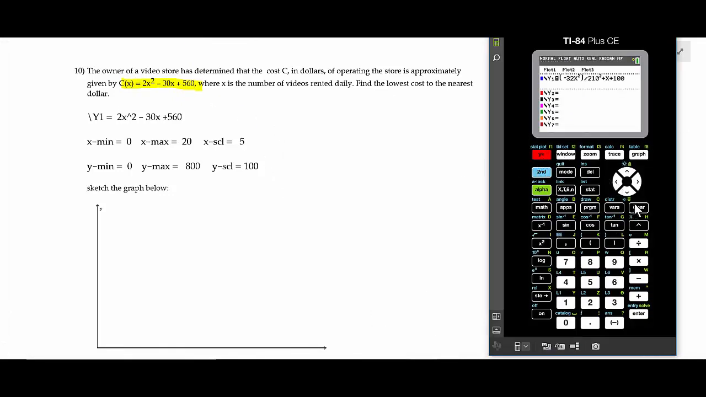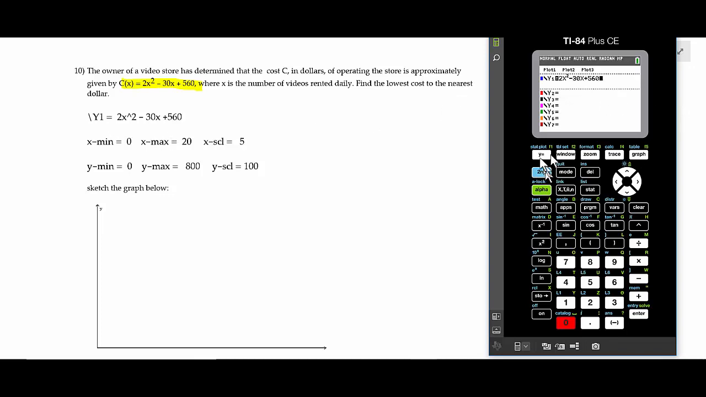So we're going to wipe out what we have here, and this is a cost function. Let's put in 2x squared, then minus 30x, and then plus 560. Okay, now that's a quadratic. Is that opening up or down this time? This time it's opening up, and you're going to find the lowest cost to the nearest dollar.